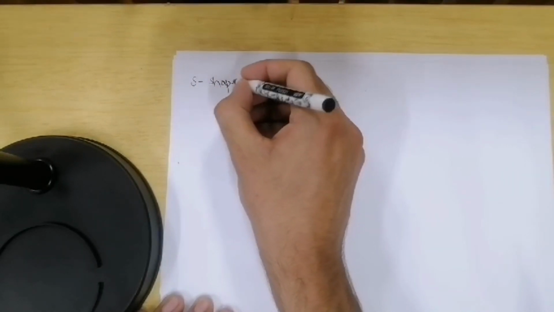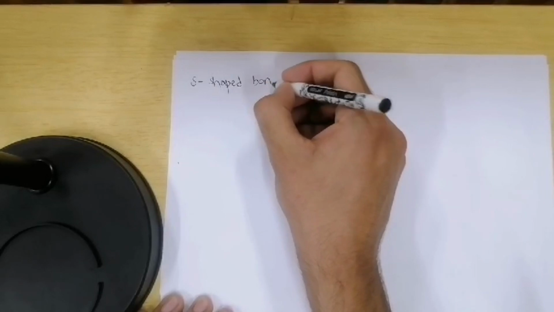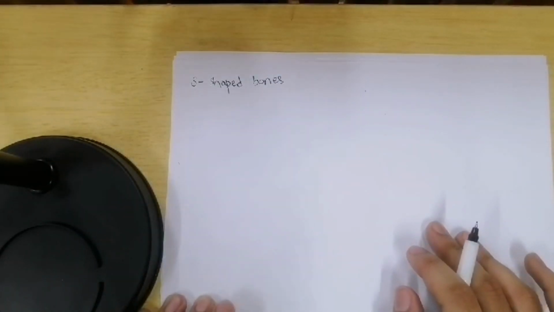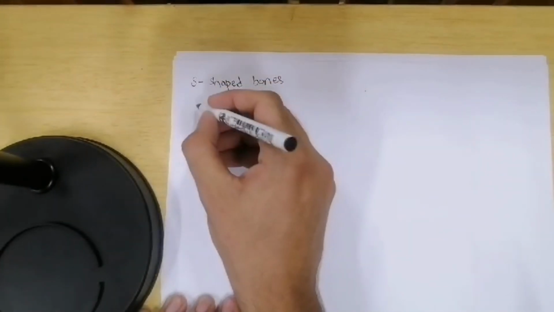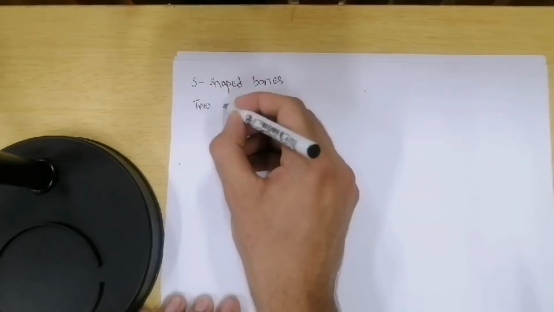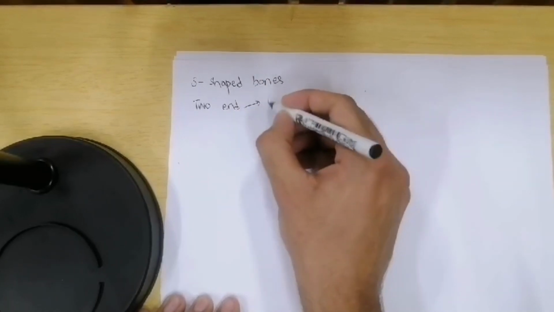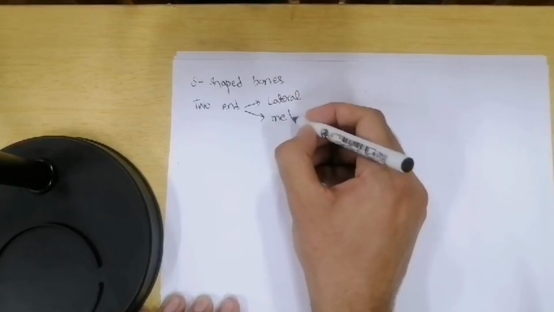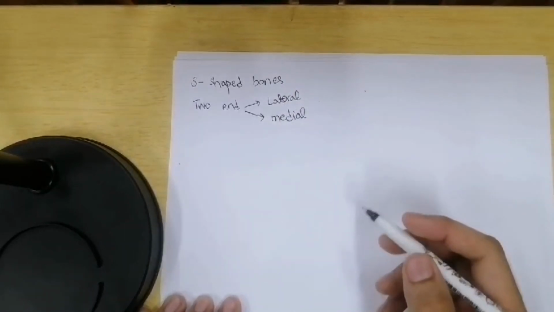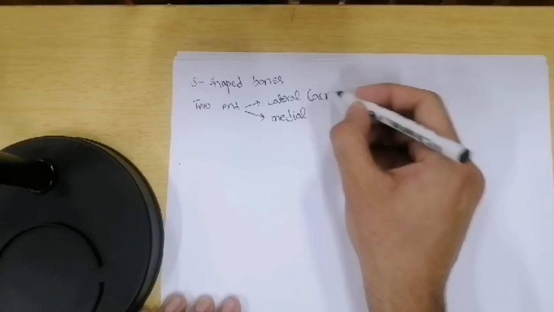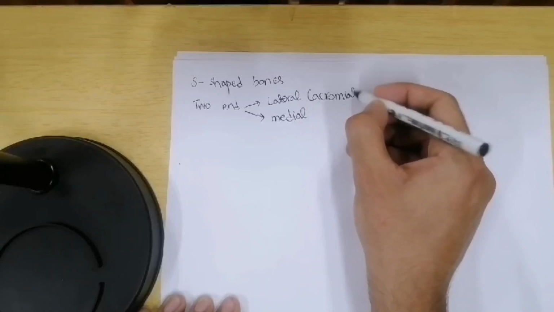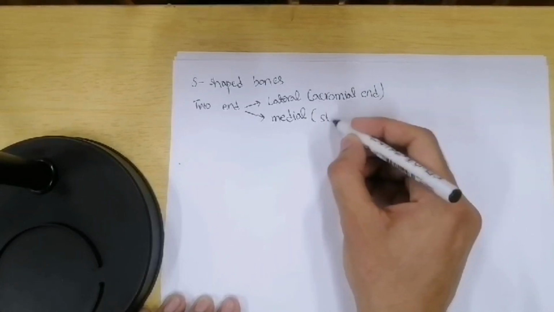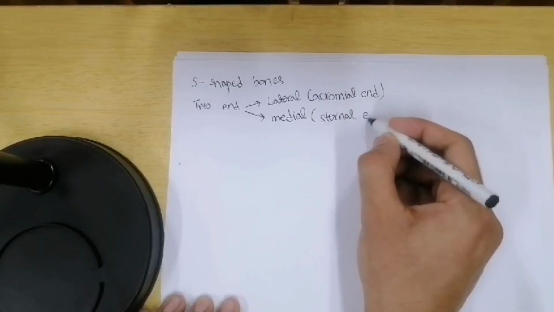It has two surfaces, or we can say it has two ends. One is the lateral end and the second one is the medial end. The lateral end is also known as the acromial end, and the medial end is also known as the sternal end.